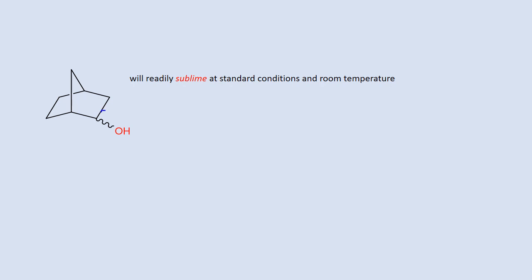And just a note here about the squiggly line notation that you see being used. This is a way of indicating that I'm not specifying stereochemistry. I'm just showing you that there's a hydroxyl group there, and it could be either the endo or the exo isomer based on this drawing.